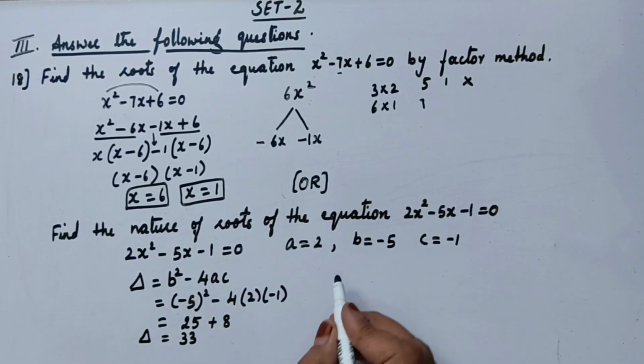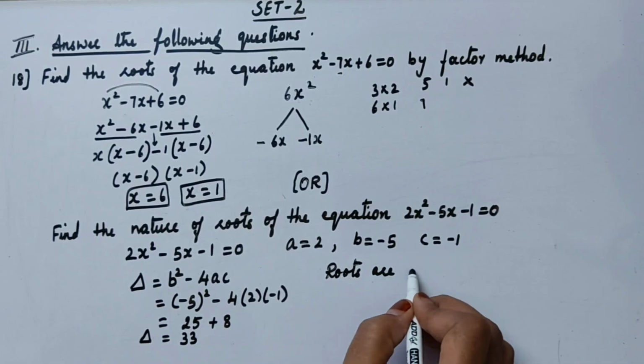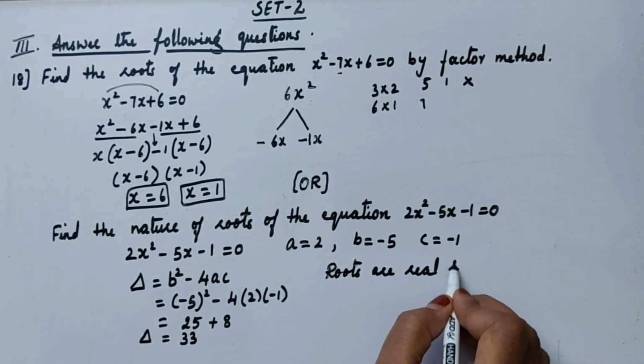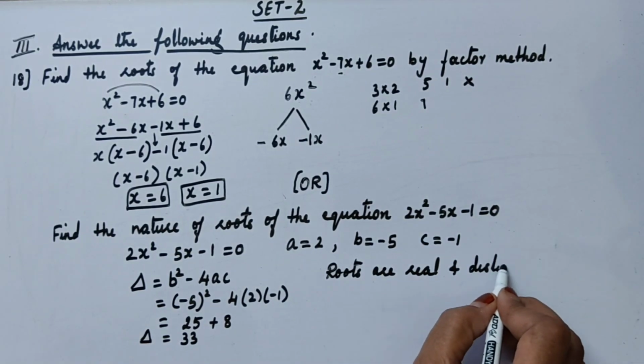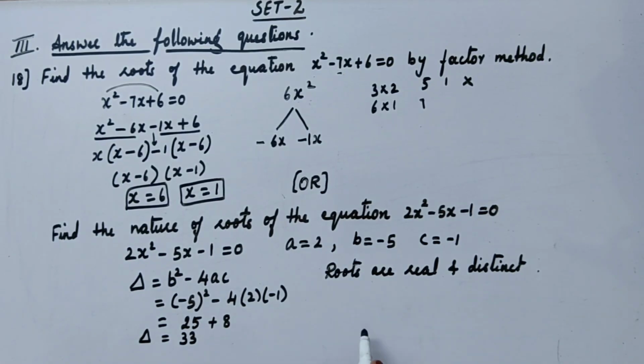If it is plus 33, we say the roots are real and distinct. Real and distinct. Now, if we get a minus sign, we say no roots, or imaginary roots. If it equals 0, we say equal roots. I hope this is clear.